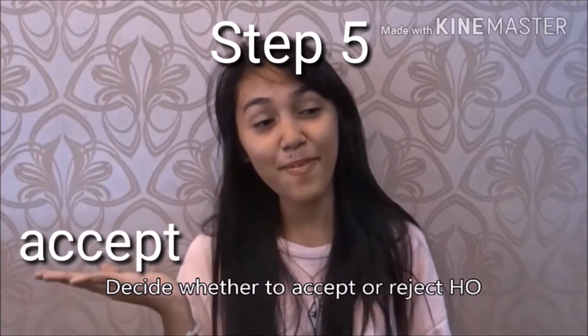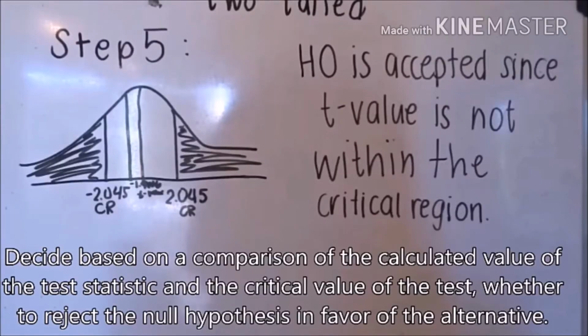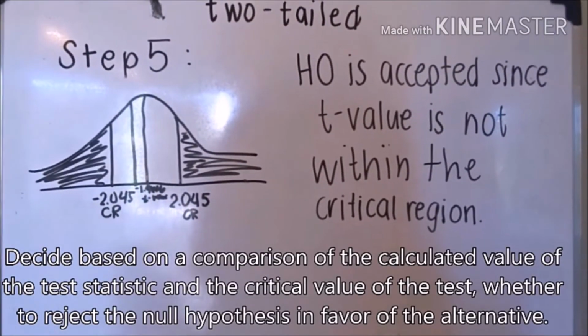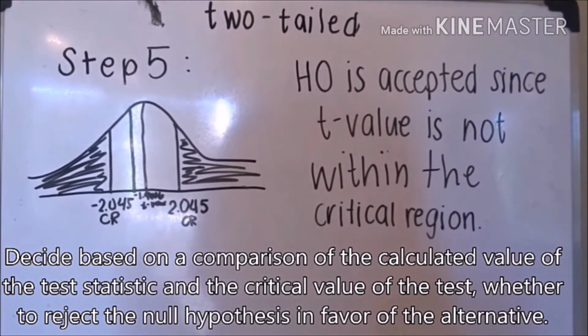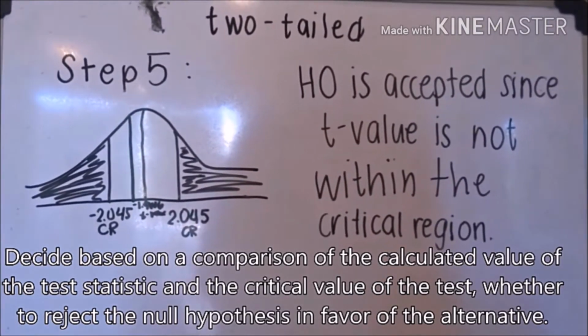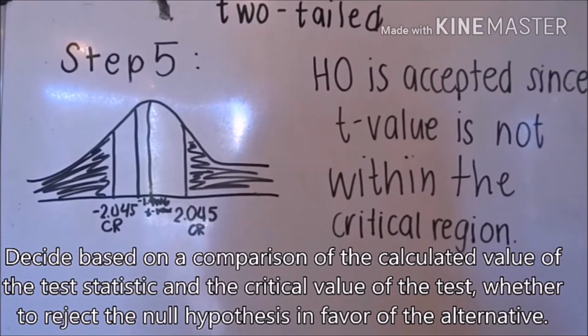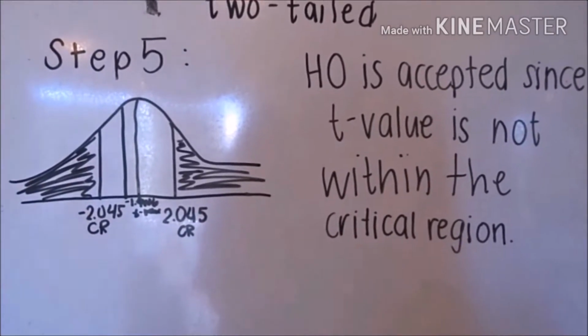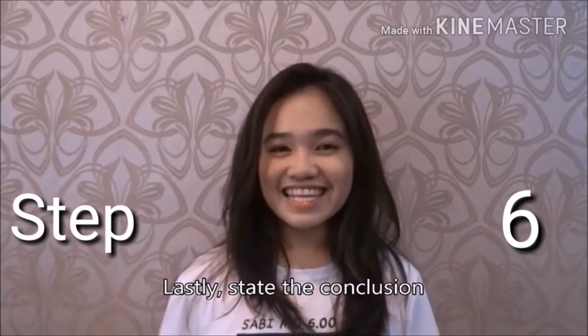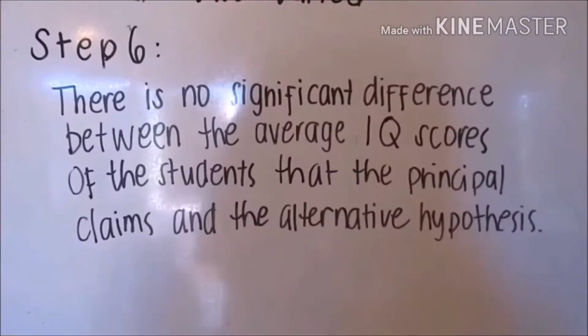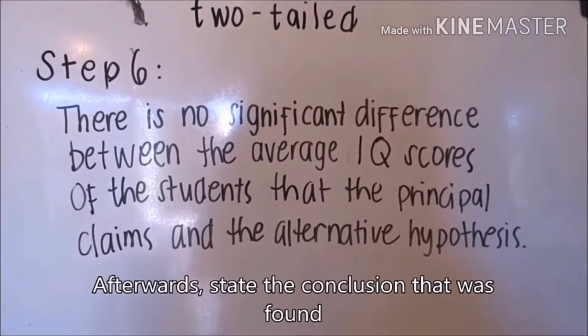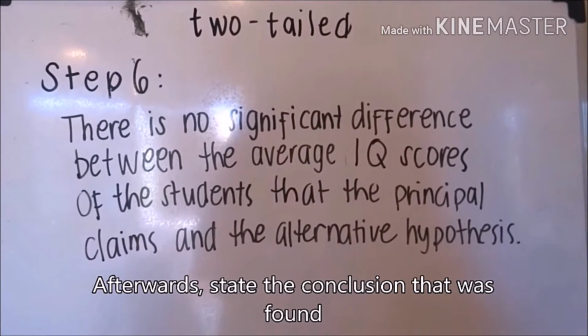Step 5. Decide whether to accept or reject H0. Decide, based on a comparison of the calculated value of the test statistic and the critical value of the test, whether to reject the null hypothesis in favor of the alternative. Step 6. Lastly, state the conclusion. Afterwards, state the conclusion that was found.